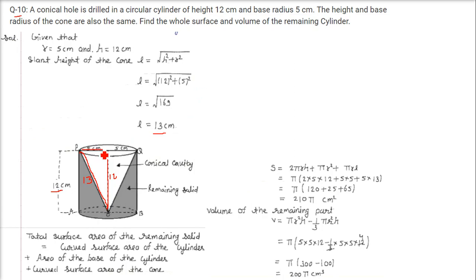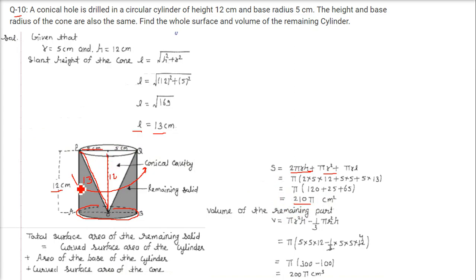Now what is the total surface area? Total surface area will be this one plus this one. That is, what is the curved surface area of the cylinder? 2 pi r h. What is the base area of the cylinder? It is pi r square. And what is the curved surface area of the cone, which is actually the cut part of the cylinder? That is pi r l. So we just have to add these three. And we know the radius, now we know the slant height also. Just put in here, it will be 210 pi.